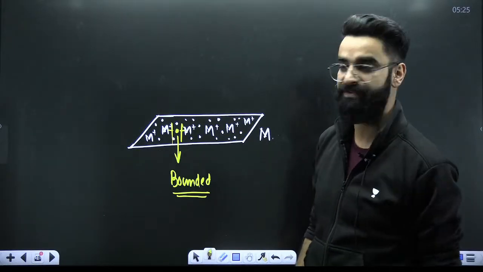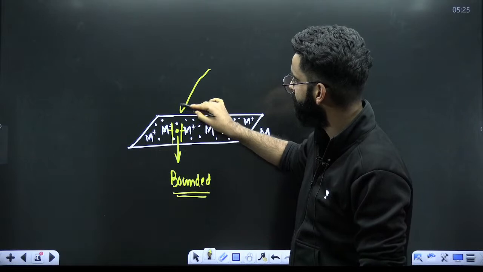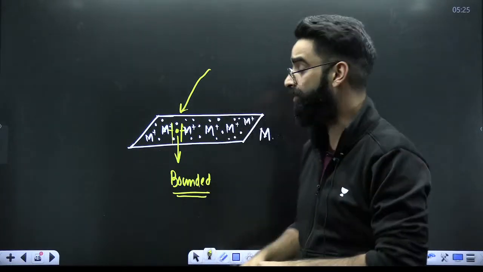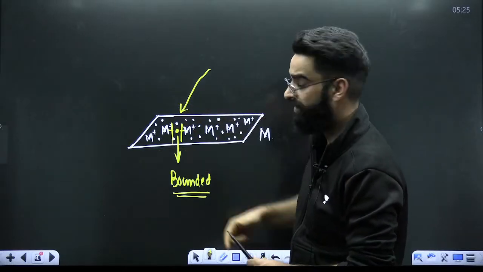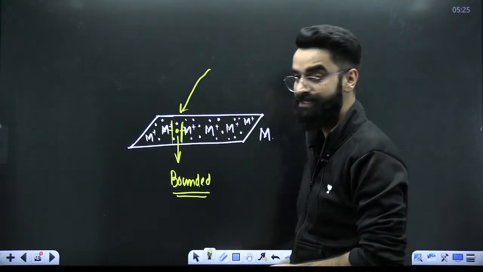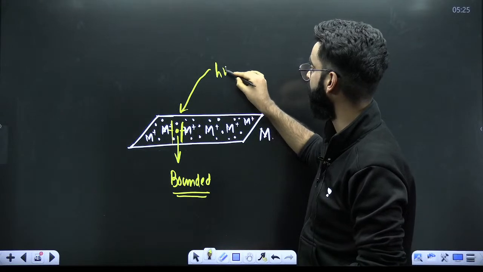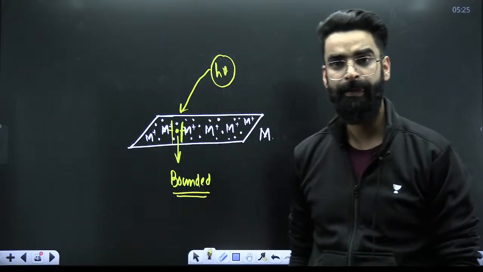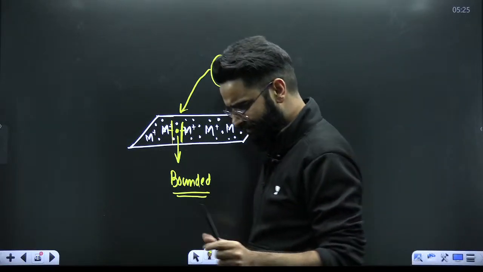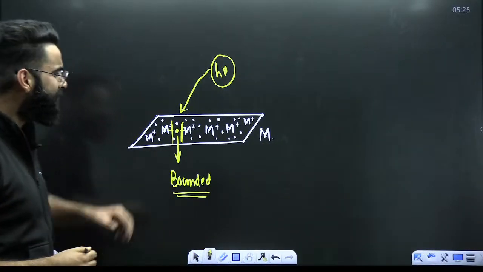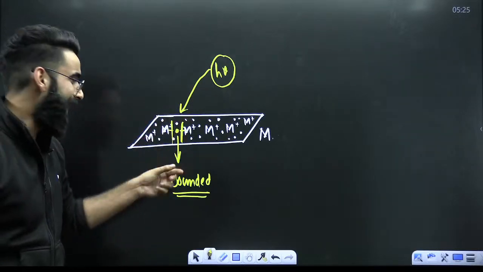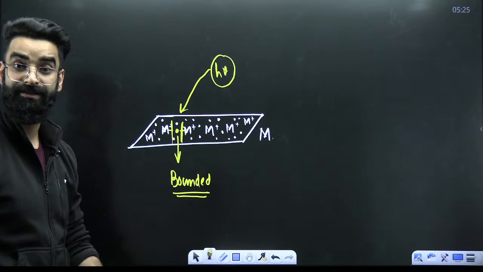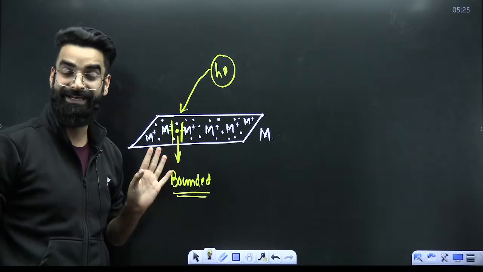How do I break the force of attraction? I have to send some radiation, some energy, so that some energy falls on the surface and this force of attraction breaks. And this energy I'm sending in the form of light. So, my dear students, the light radiation which you are sending is breaking the force of attraction between the electron and the metal ions. Then only the electron is coming out.